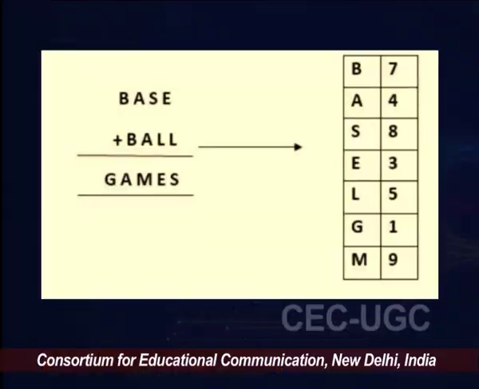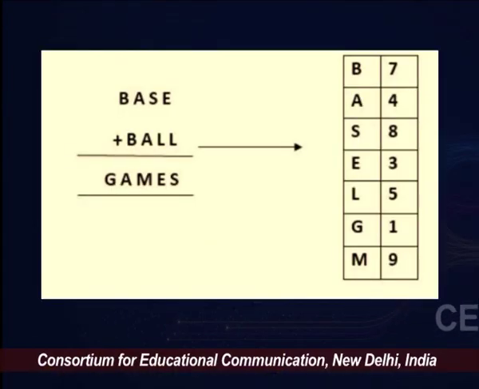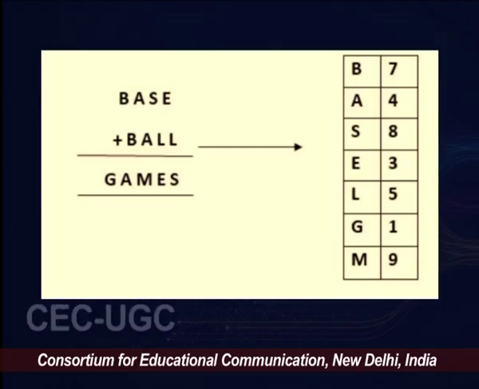Another classical example of the crypt arithmetic problem is this one, which says BASE plus BALL equals GAMES, and on the right hand side the solution is given. This solution has been determined with the help of backtracking, assigning the characters, trying different unassigned characters, and then finally backtracking. If none of those assignments work, we try another one.